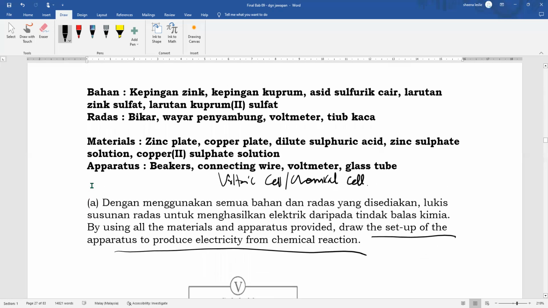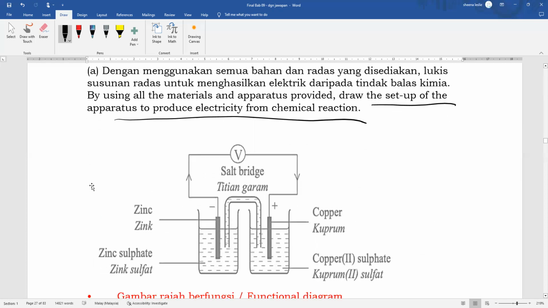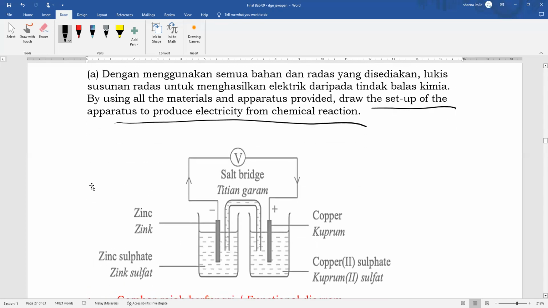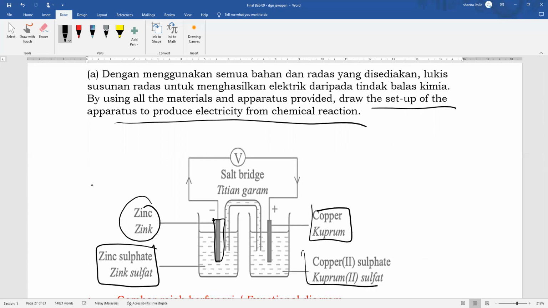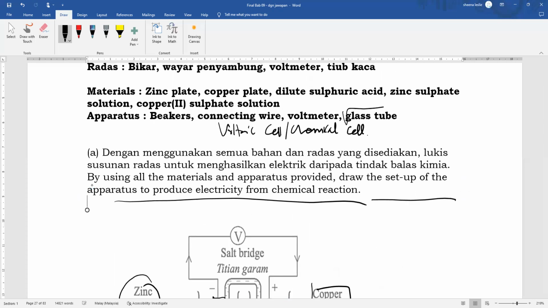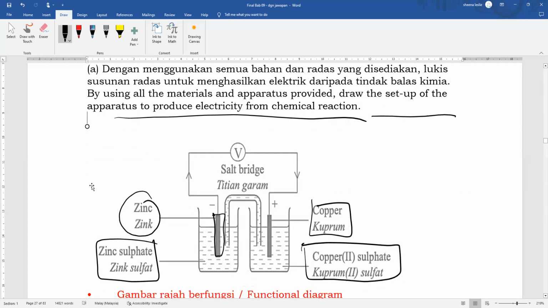Okay, all right. So this is actually a voltaic cell. You're going to take one metal and dip it into one solution, which is, of course, you're using zinc. Zinc will go into zinc sulfate. And then copper will go into copper 2 sulfate solution. Now, because it's separated by 2 beakers, therefore you must use a salt bridge. So what are you using here for your salt bridge? You're going to use the glass tube here. Okay, and then you're putting in dilute sulfuric acid. And that's it. And then the wires and the voltmeter here.